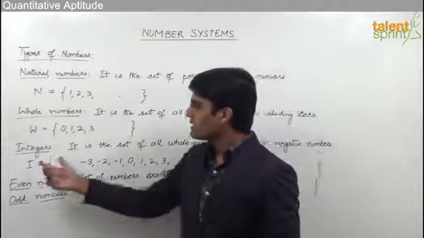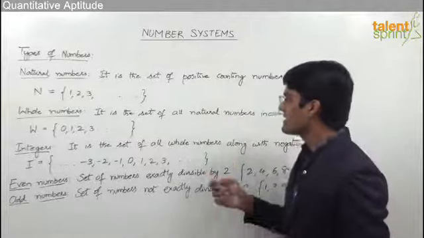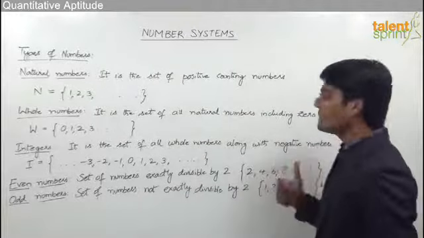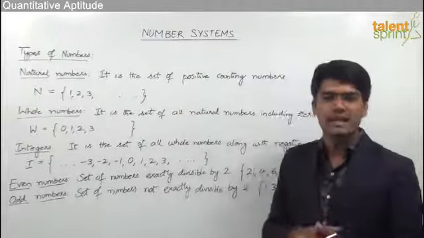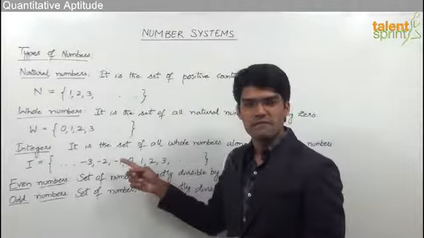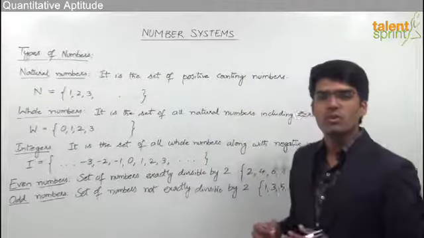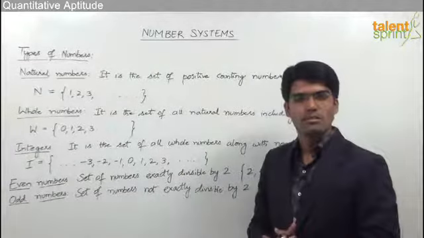The next one comes here as integers. Integers is a set of all whole numbers along with the negative numbers. As you can see, in the previous two cases, we did not have any negative number. All the numbers were positive. But now, integers also include negative numbers along with the whole numbers.